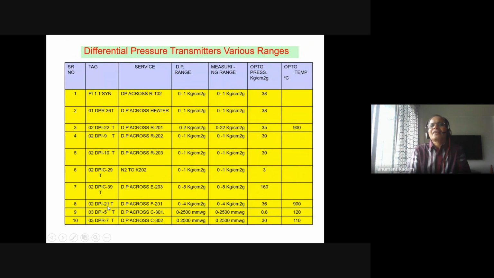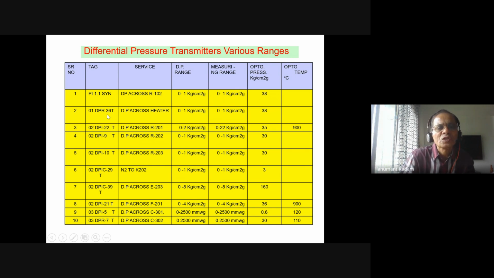If you see the industry transmitter ranges or tags, for your reference only, various ranges are shown here. Serial number one, you can see the tag here, differential pressure across reactor R102 in the synthesis gas area. So this is for a differential pressure measurement. What is the range? The DP range, differential pressure range, is 0 to 1 kg per centimeter square. That is the measuring range, 0 to maximum 1. And the operating pressure range is 38. So differential is between 0 to 1, but its operating range is 38, right?